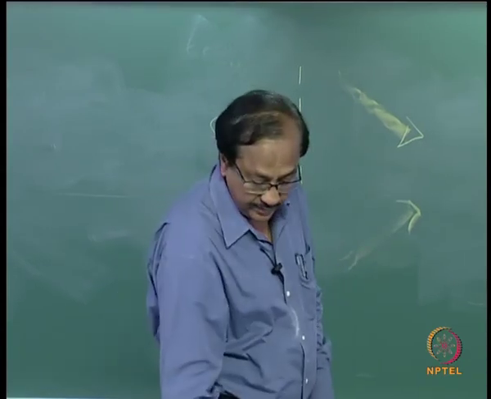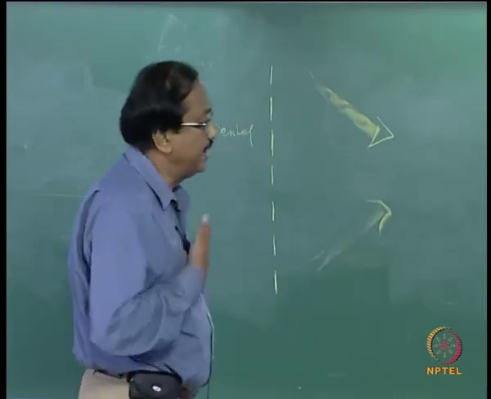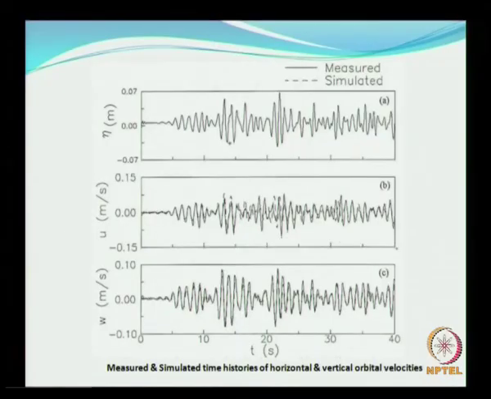So that is about the wave generation part. Here are typical results which we have obtained from the wave tank test. This is the simulated wave for which you have the measured and the simulated particle velocity in the horizontal direction and in the vertical direction, just to prove that your measurements and the simulations are okay.